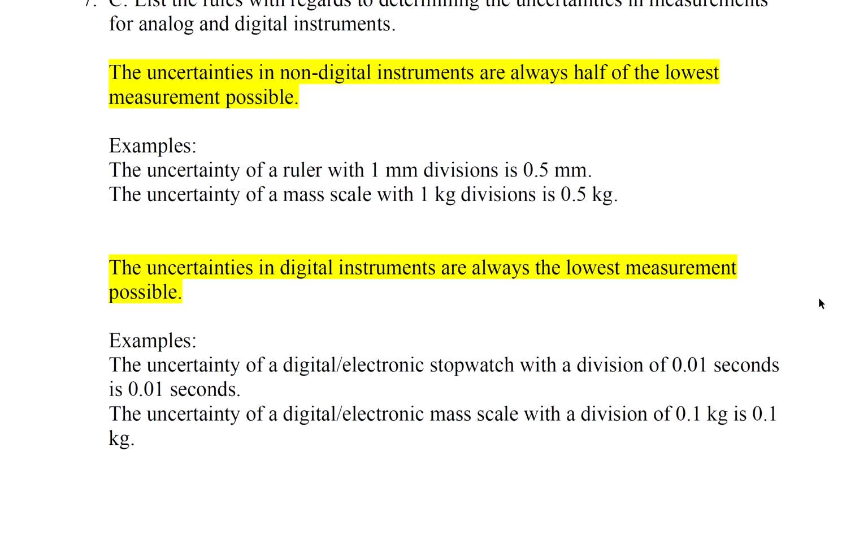Now, the uncertainties in digital instruments are always the lowest measurement possible. So look at the first example. The uncertainty of a digital or electronic stopwatch with a division of 0.01 seconds is 0.01 seconds.